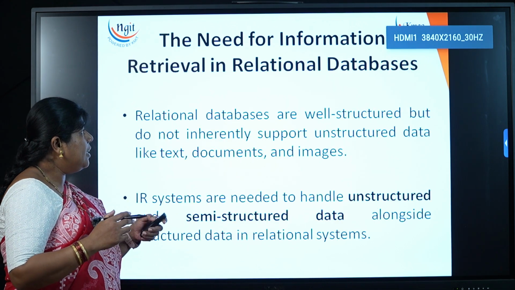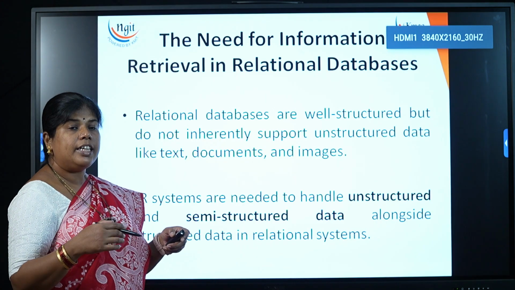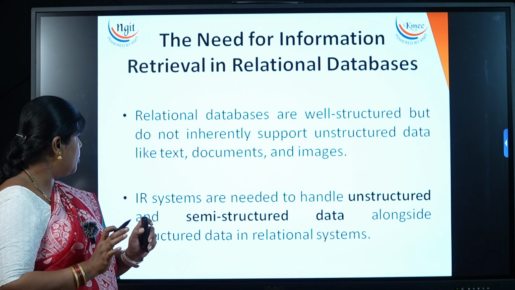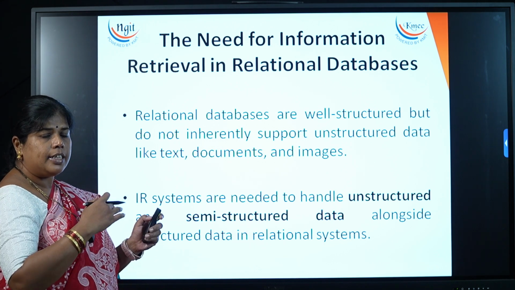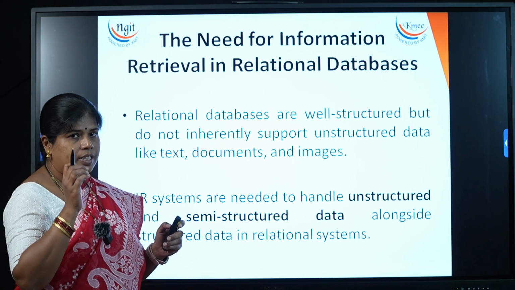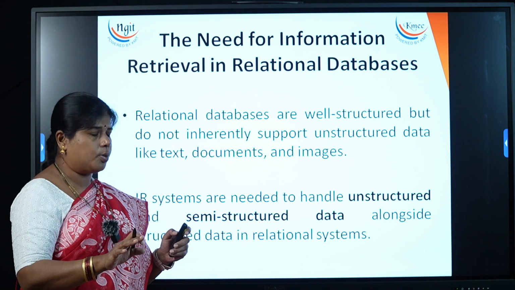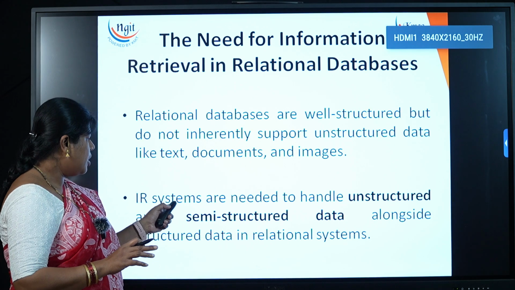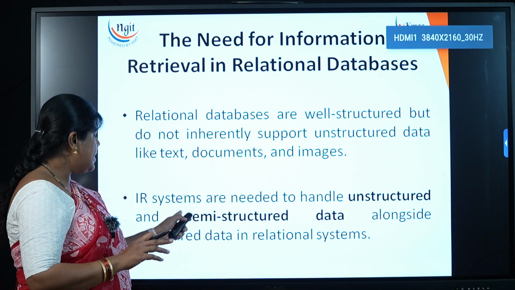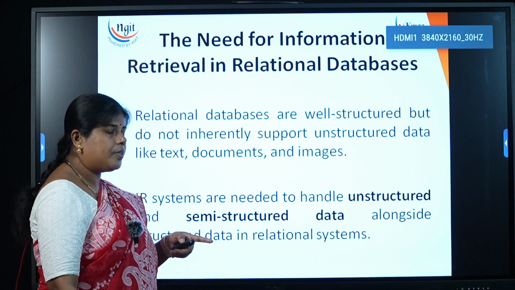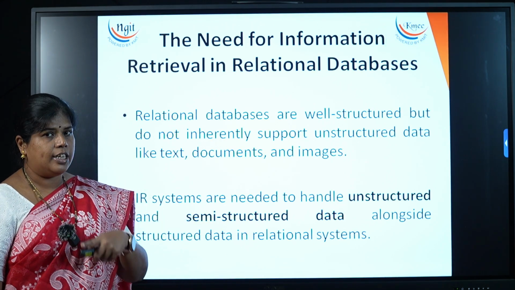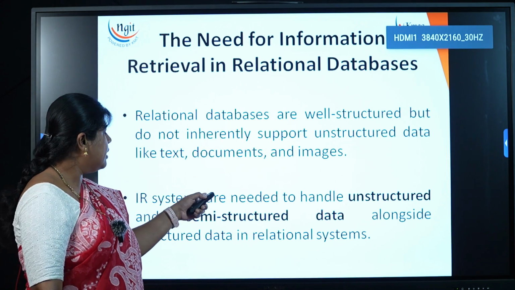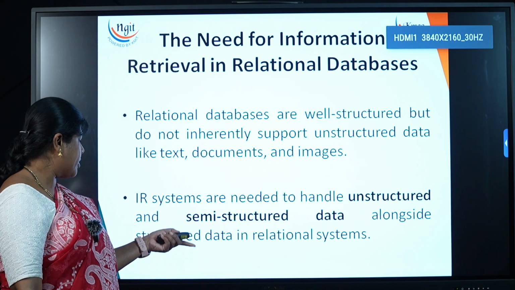Now, what is the need of information retrieval in relational databases? Relational databases are well structured but do not inherently support unstructured data. In relational databases, everything is structured and should be stored in the form of rows and columns only. I am not going to support documents and images here. IR systems are needed to handle unstructured as well as semi-structured data. An IR system is not totally dependent on structured data; it should be capable of handling unstructured as well as semi-structured data.